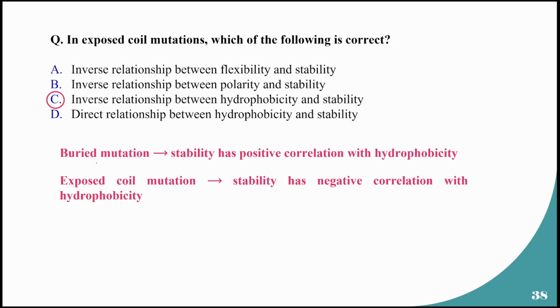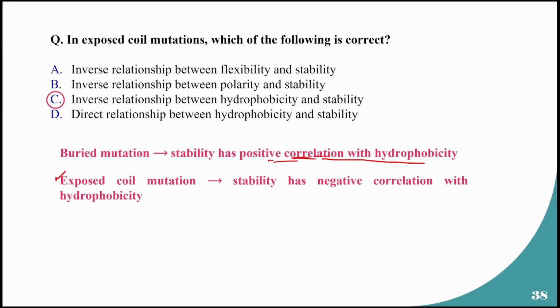So it is a buried mutation. If it is a buried mutation, in that case, the stability has a positive correlation with hydrophobicity. Okay. So of course, in a buried environment, if the mutated residue becomes hydrophobic, that means the stability will become higher, because hydrophobic residues prefer a buried environment. Whereas in the case of exposed coil mutations, if the residue is changed to a hydrophobic residue, that will not like this solvent exposed environment, right? So that mutation will be destabilizing in that case. So it has an inverse or negative correlation with stability.